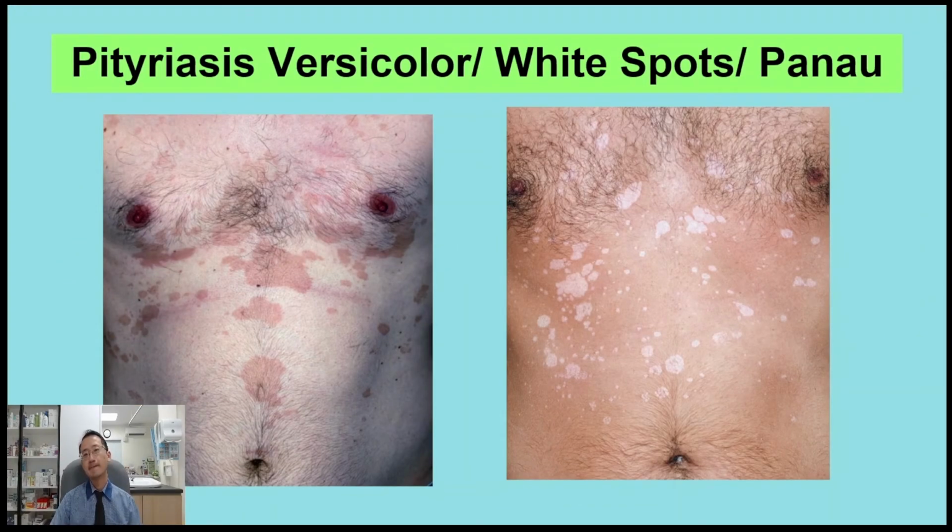All right. Now, this yeast produces an enzyme known as azelaic acid, which can digest the pigment. That's why in the darker skins, it can be kind of white spots. All right. As in the white skin, it can induce an inflammatory response. So that's why they have red and brownish scaling plaque.